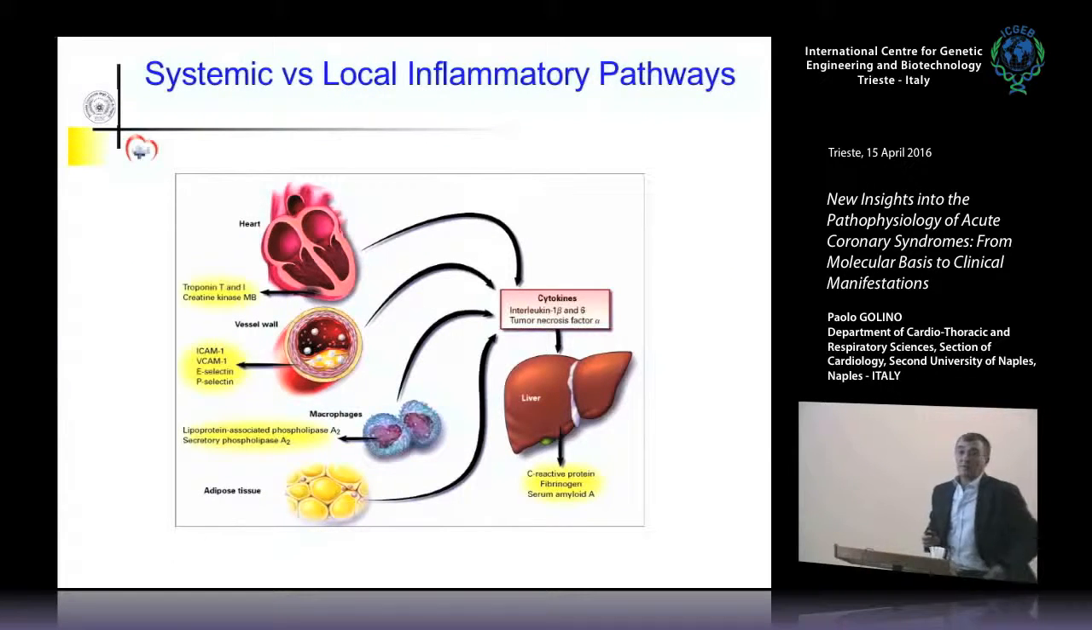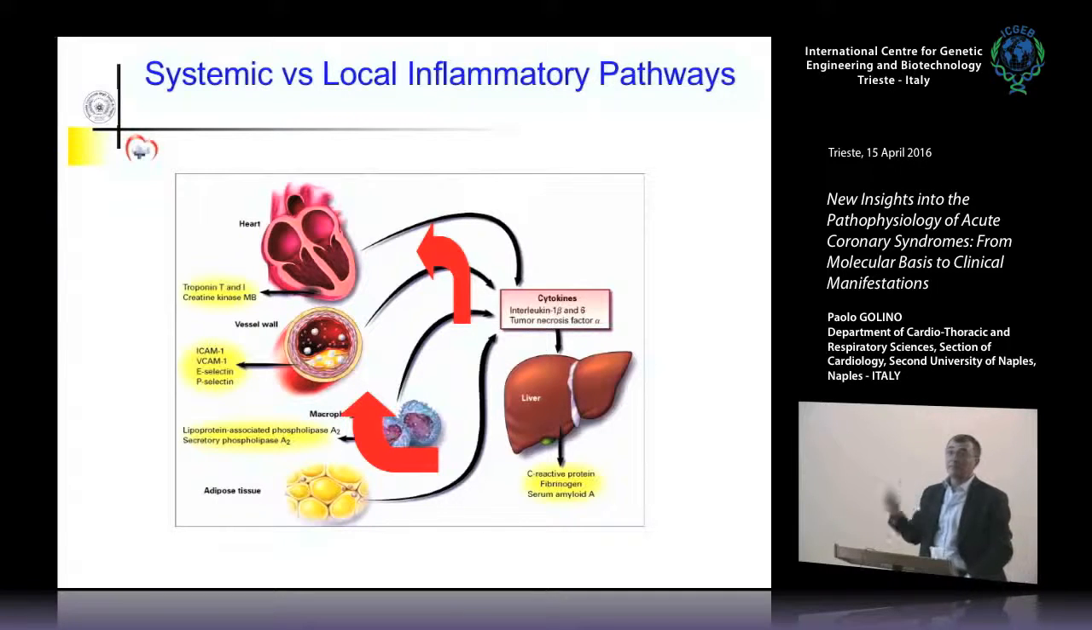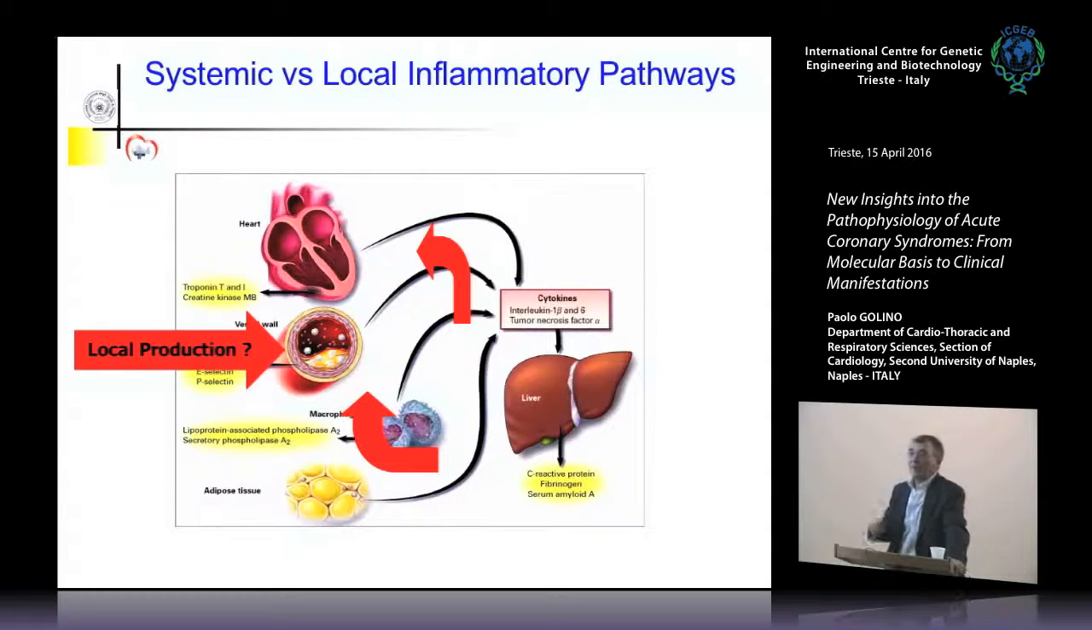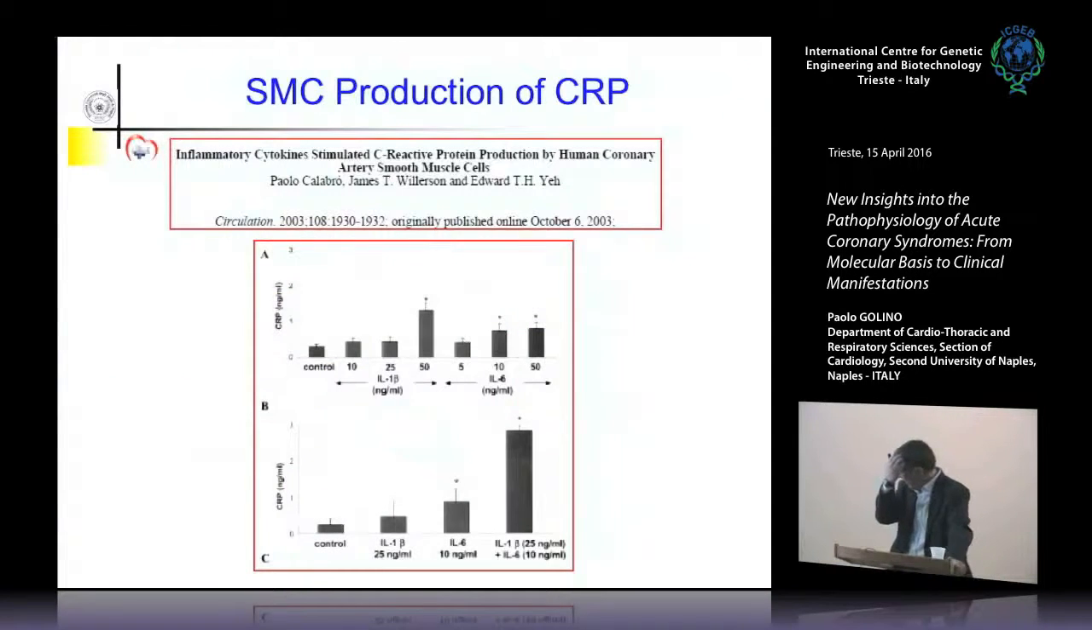But since CRP is basically produced in the liver in response to some pro-inflammatory cytokines, mainly IL-6 and IL-1 beta, the question is, can we have an extrahepatic production of CRP? Can we have a production of CRP within the inflamed coronary vessels? The idea for that came to us when one of our associates, Paolo Calabro, in Jim Wilson's lab, demonstrated that in smooth muscle cells in vitro, we can have a significant production of CRP in response to IL-1 beta and IL-6. And this was the first demonstration that CRP can be produced in cells other than the hepatocytes.